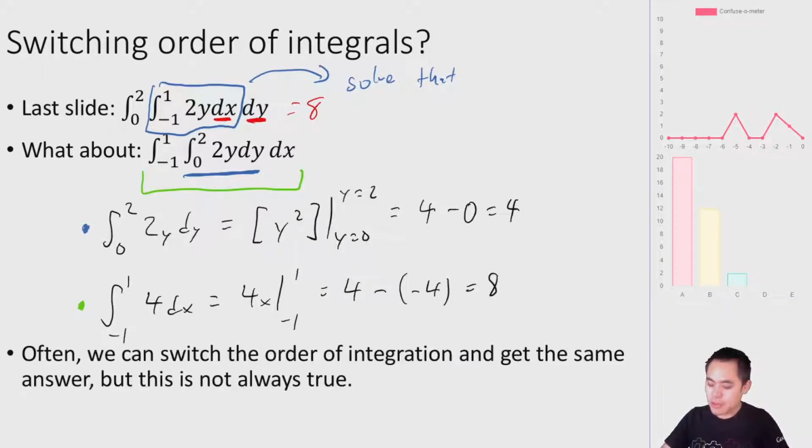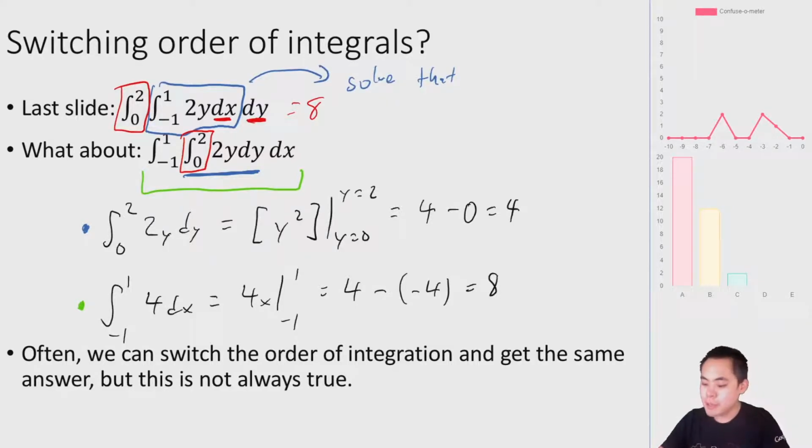And note that we can often switch the order of integration and get the same answer, but this is not always true. Remember what I said with the partial derivatives, usually you can switch the order of the derivatives? Usually you can also switch the order of the integral, and it will still work out. But when you're switching the order of the integral, you have to make sure that the limits also switch with the order. So be careful about your limits.